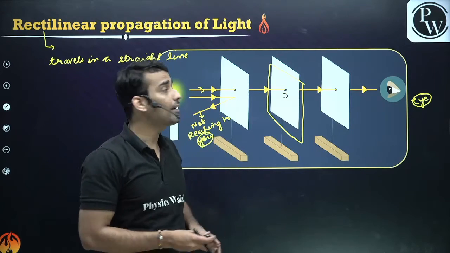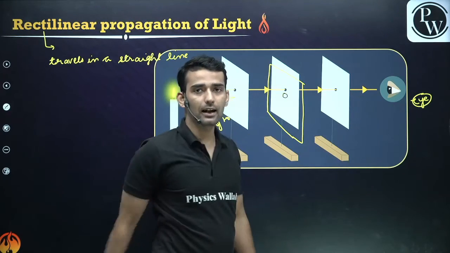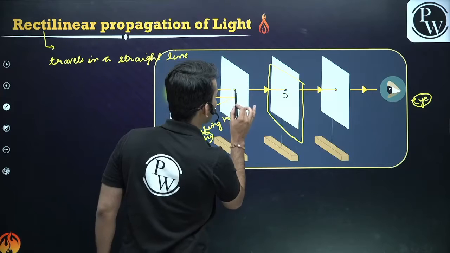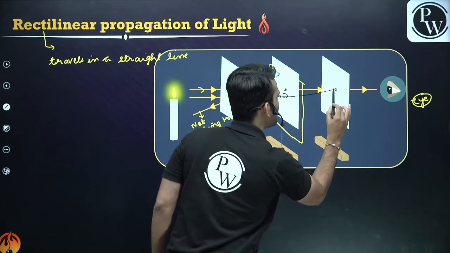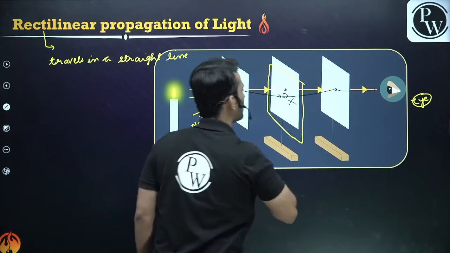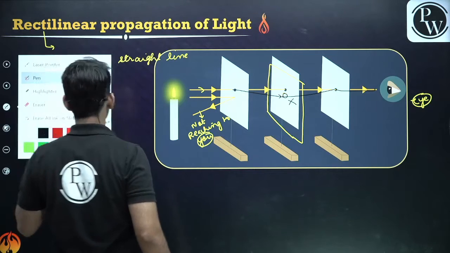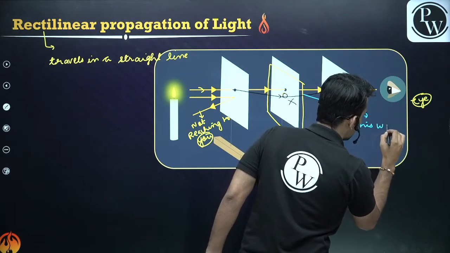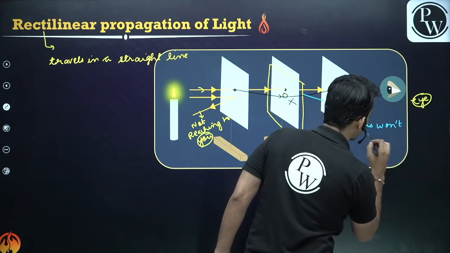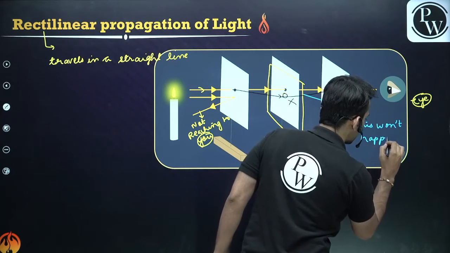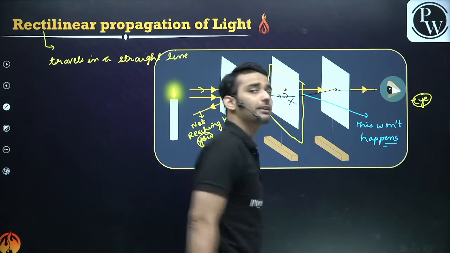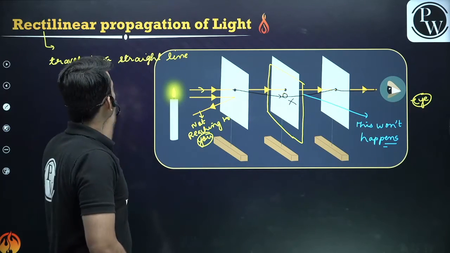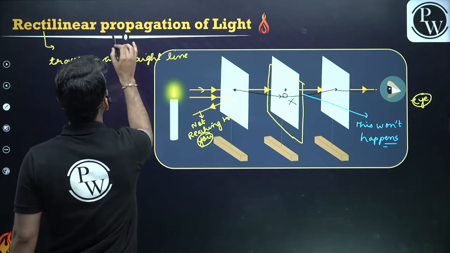Obviously not. Why? Because light travels in a straight line. It's not like light travels like this and then goes like this and you can see the candle. No, this won't happen, because light travels in a straight line. This experiment proves that light travels in a straight line. This is known as rectilinear propagation.